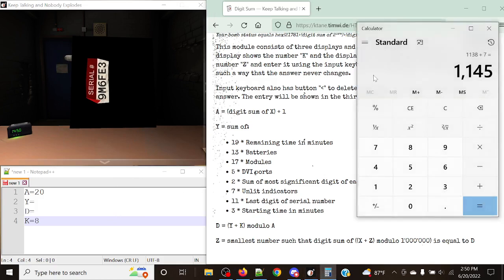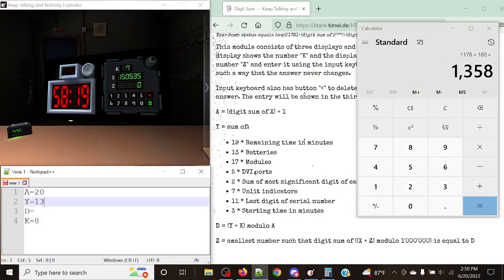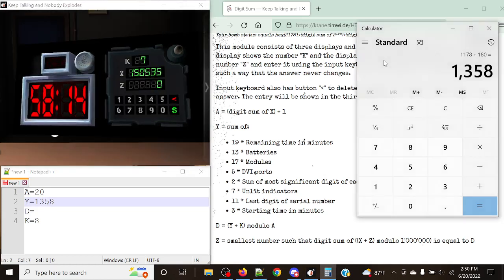So plus 33. And then the starting time in minutes was 180 again. Because we started with 60, we're going to add 180. 3 times 60 is indeed 180. So now we have 1358. Now we're going to add the Kilo that we had beforehand, so we're going to add 8 to this. We're going to modulo this by Alpha, in this case being 20. So now we're going to do mod 20, which, as you can already see, is going to become a 6.